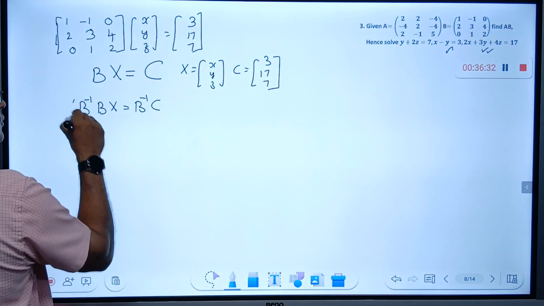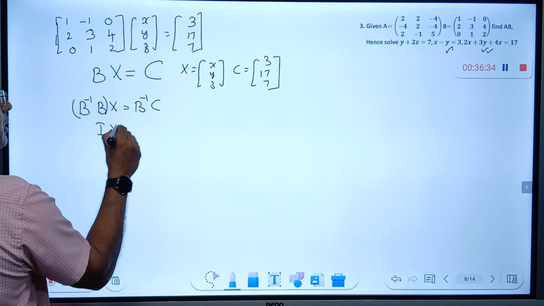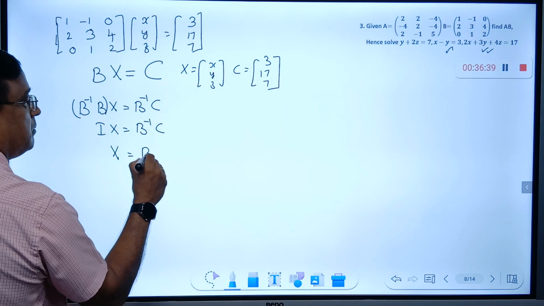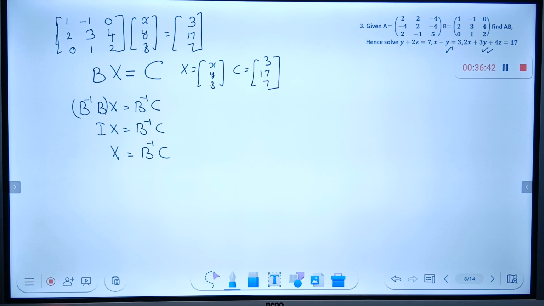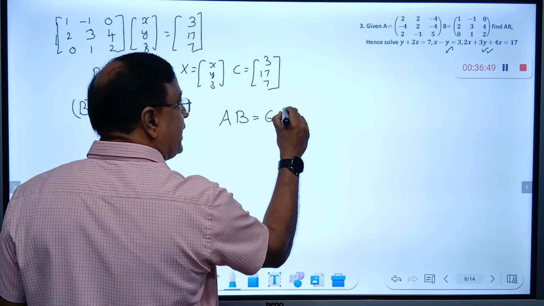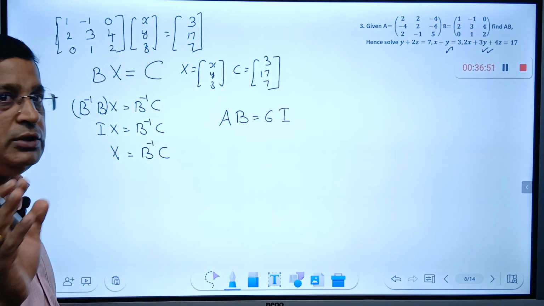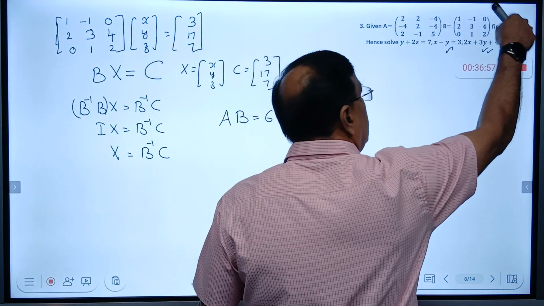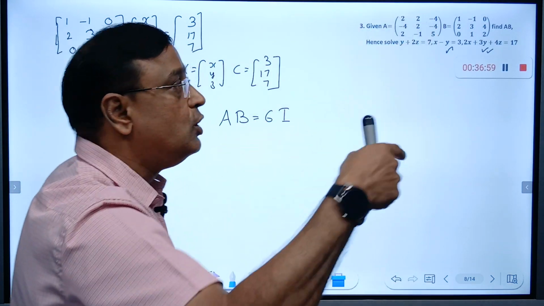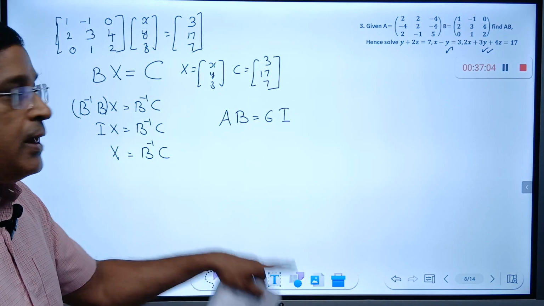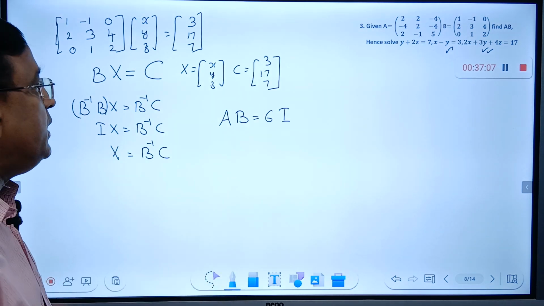Now what is B inverse into B? I. Now Ix is X. So it will be B inverse C. Correct? Now how do I find this B inverse? You already know AB is 6I. You cannot use cofactor and all that to do these problems. You have to use only what is given, because the question is find AB, hence solve this equation. So you have to use AB only and solve the equation. So AB is 6I. When AB is 6I, how to find B inverse?